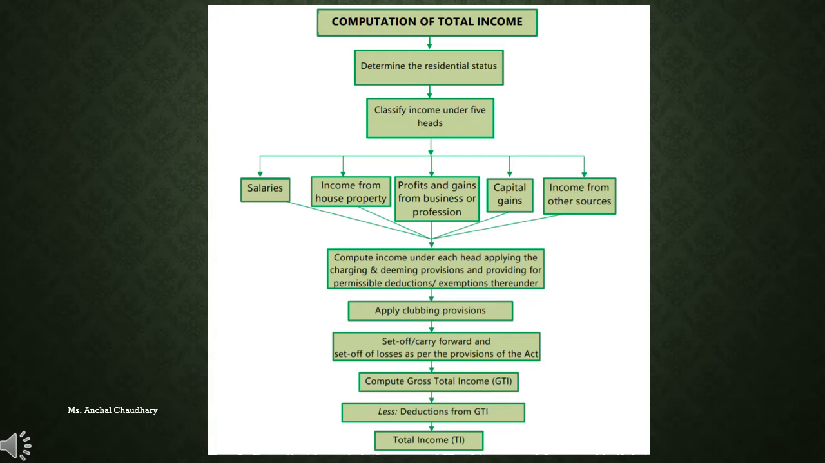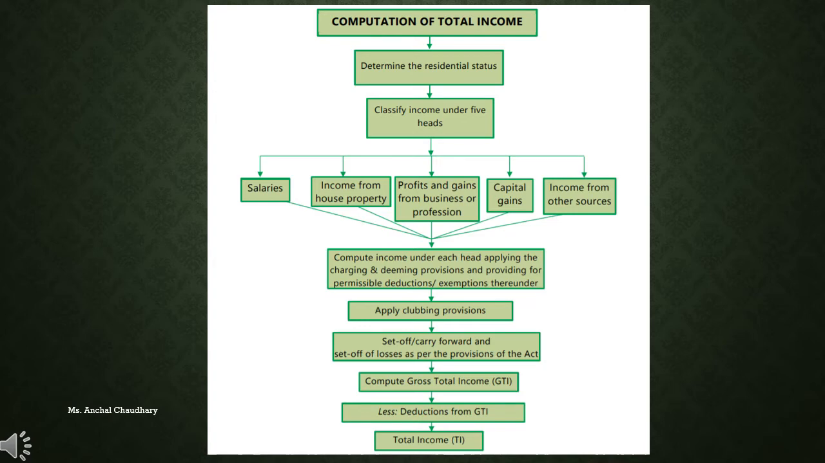Then after dividing the income, you have to compute income under each head, applying the charging and deeming provisions and providing for permissible deductions and exemptions thereunder. So whatever permissible deductions and exemptions are available under different heads, you have to compute those deductions and compute income after those deductions.